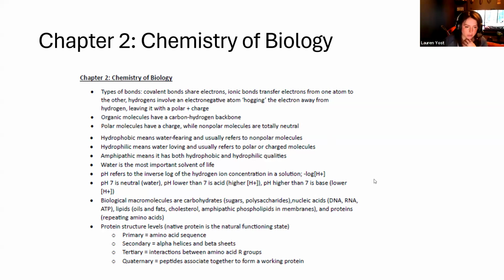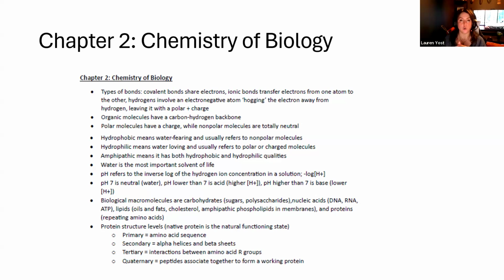Water is the most important solvent of life, of course. pH refers to the inverse log of the hydrogen ion concentration in a solution. Great, isn't that wonderful? We know that pH 7 is neutral, less than that is acid, higher than that is base. If you can remember that, there's a rule that's great to follow, but I would remember more than that. If your solution has a pH of 12 and my solution has a pH of 2, which one has more hydrogen ions?